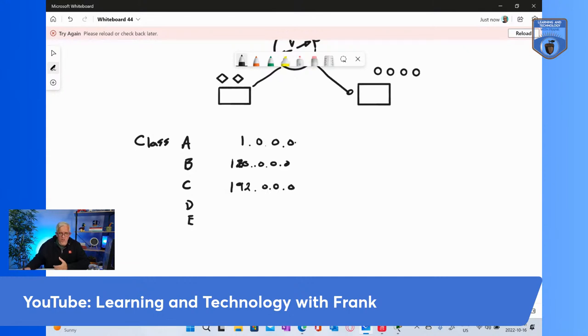Okay, actually, let me erase that. We'll talk about class A, B, and C networks a little bit later on. But the point is that the way we specify the network is by dividing it into four different numerical values, and those four numerical values represent what we call a binary octet. Don't worry if it's a little bit confusing right now. We're going to look at how we can work with those octets.